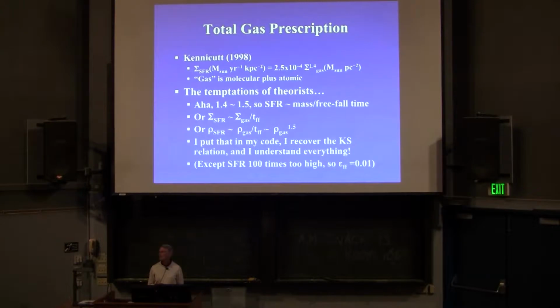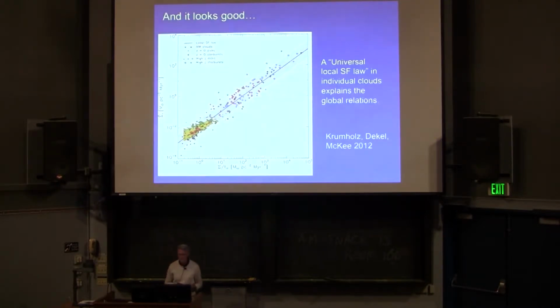And then to be totally unfair, I've seen people say, I put that in my code, I recover the Kennicutt-Schmidt relation, and I understand everything. Well, there's a little problem. The star formation rate you get is about 100 times too high. So you have to put in an efficiency factor of about 1%. This efficiency down here is the efficiency per free fall time.